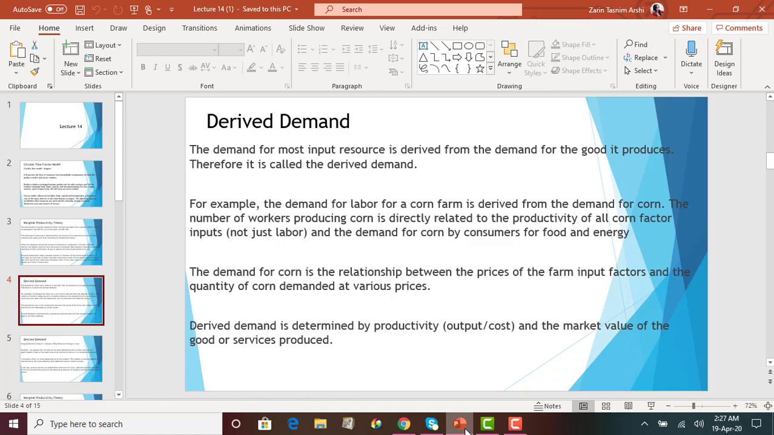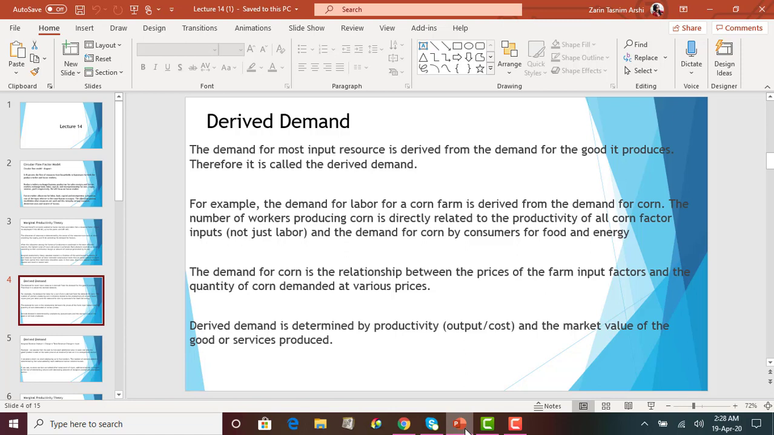The number of workers producing corn is directly related to the productivity of all corn factor inputs and the demand for corn by consumers for food and energy. And again, it's very similar to the law of demand. The demand for corn is basically the relationship between the price of the resources needed in the farm and the quantity of corn demanded at various prices.